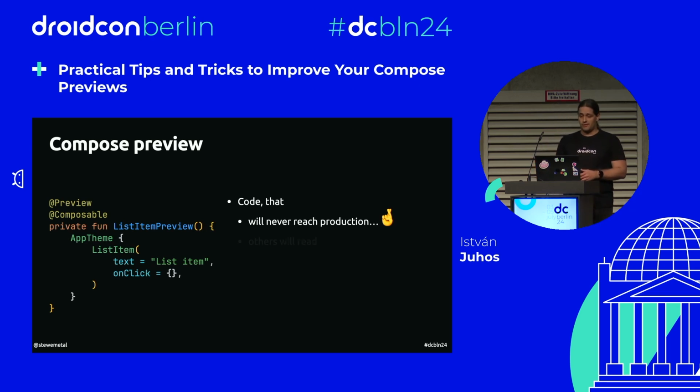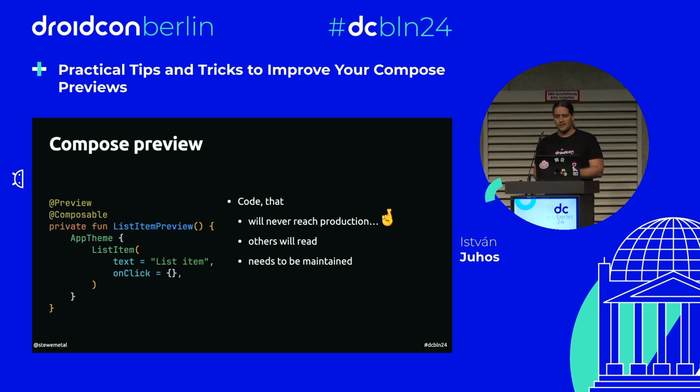But let's move forward. It's also code that not just us, but others will read and will depend upon for rendering the previews, of course. Also, this is code, so it needs to be maintained. So for example, we write a component, we write a preview for it, and then at some point in the development cycle, we need to alter the API of that composable, so probably we'll have to alter the preview as well. And the more complex the preview, the harder it is to modify, so you have to keep that in mind while implementing previews.